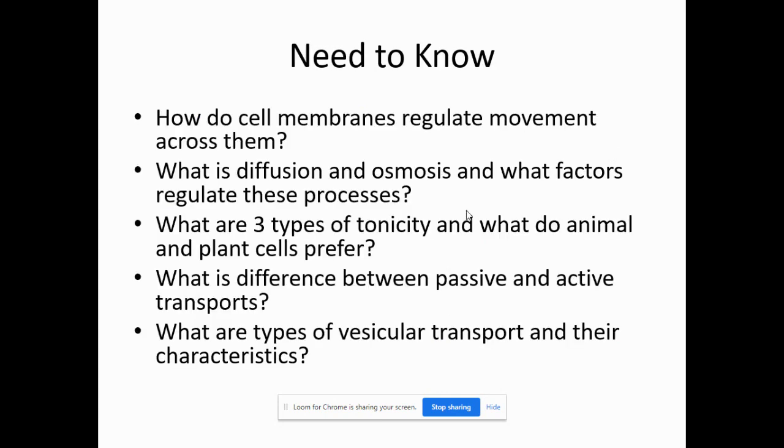All right, so that's the end of this lecture. Here's the need-to-know slide. How do cell membranes regulate movement across them? What is diffusion and osmosis, and what factors regulate these processes? What are the three types of tonicity that we talked about, and which tonicity do animal and plant cells prefer? What's the difference between passive and active transport, and what are the types of vesicular transport and their characteristics? Again, let me know if you have any questions about the material that we covered in this lecture.